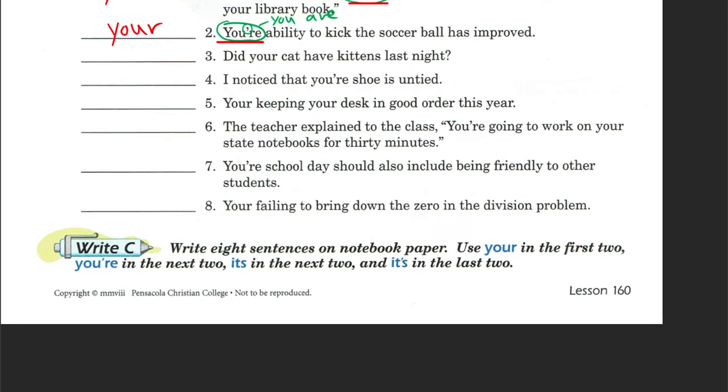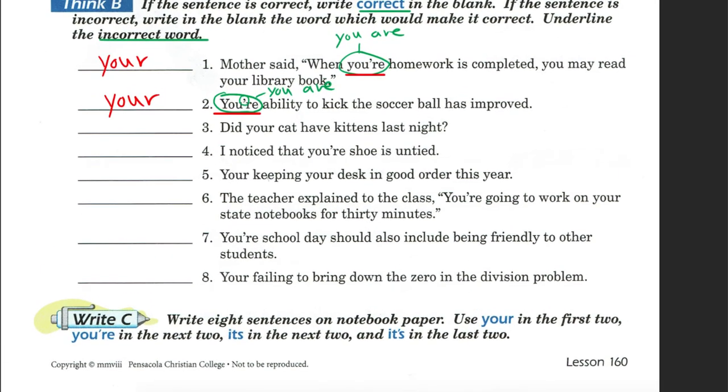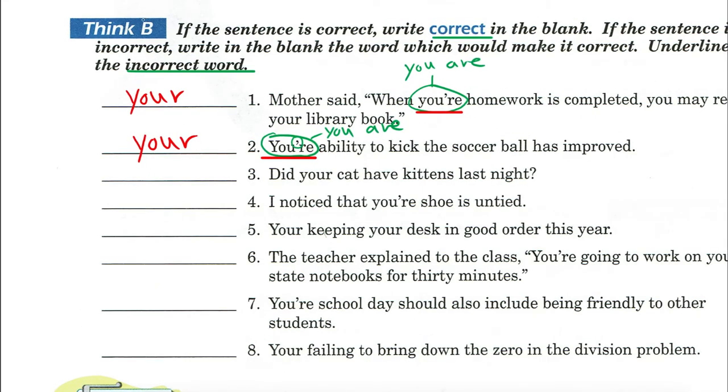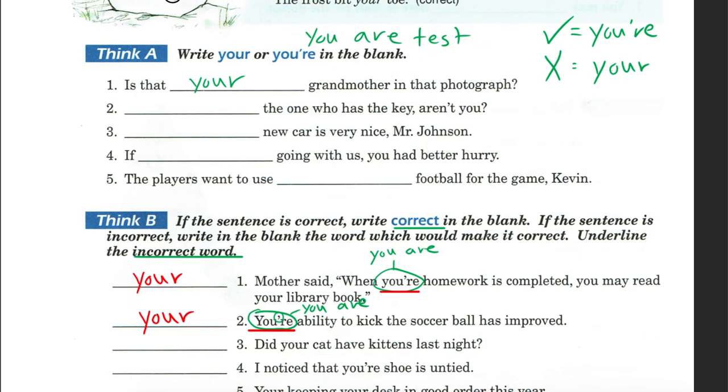Write C, write 8 sentences on notebook paper. Use your in the first 2. Use you apostrophe re in the next 2. It's in the next 2, and it's apostrophe s in the last 2. All right. I'm okay if you guys copy some sentences that you see in the textbook, if you can't think of some on your own.